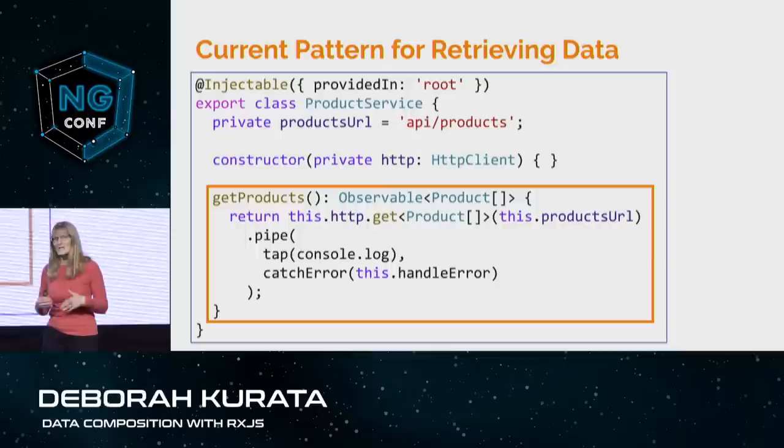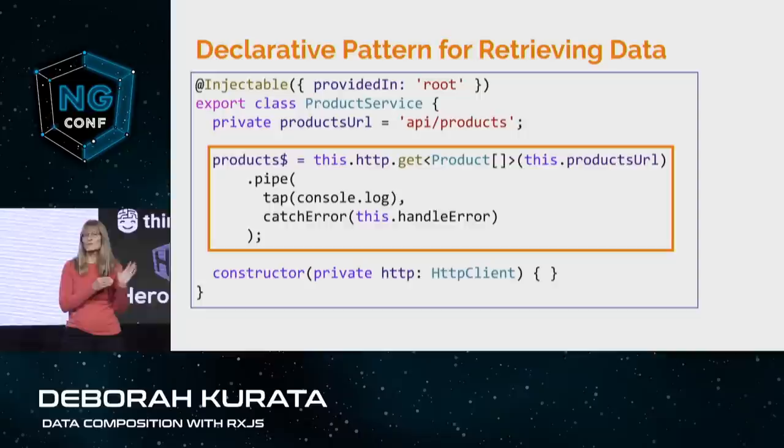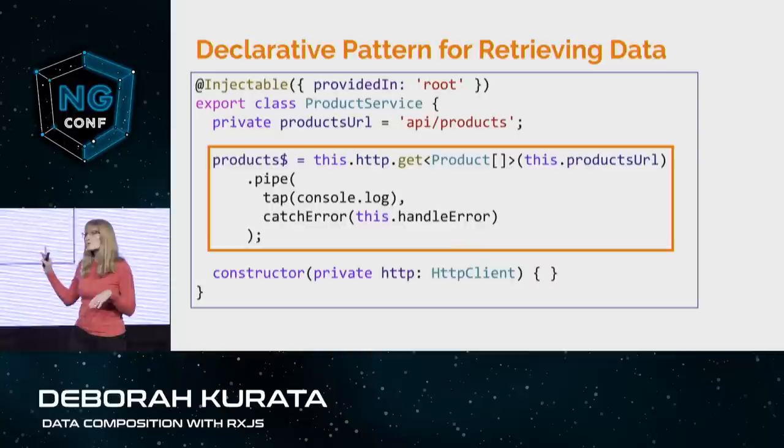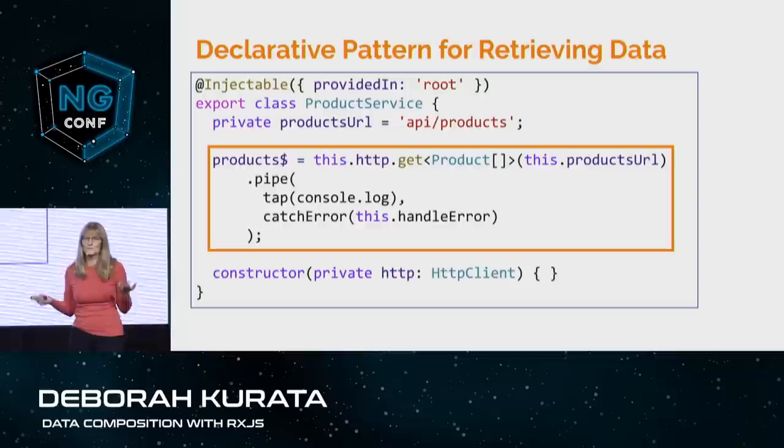But there is another pattern that we can use, which is much more declarative. The idea of this pattern is that we can simply use that observable stream and keep it as a stream throughout our application. Here we're defining products$. The informal convention is to stick a dollar sign on the end if it represents an observable. And all we're doing is assigning it to our observable that's returned from an HTTP GET.